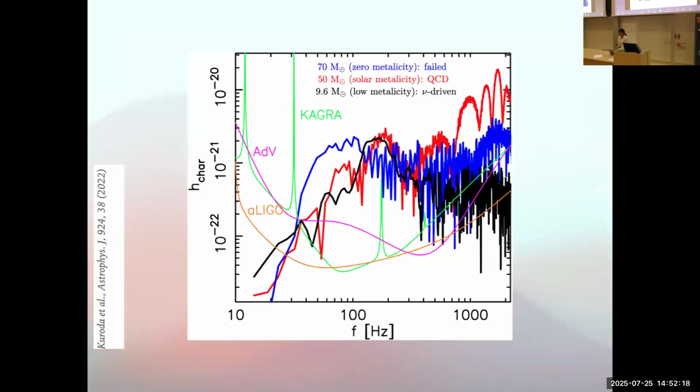Regarding detectability, let me show how these three different scenarios look. The neutrino-driven explosion is shown in black. Then we have the failed supernova, 70 solar masses, in blue, and then we have the one that is exploding due to the QCD phase transition in red. And you can see how loud it is, even louder than the failed supernova simulations. And they're all within the detectability region of the current detectors.